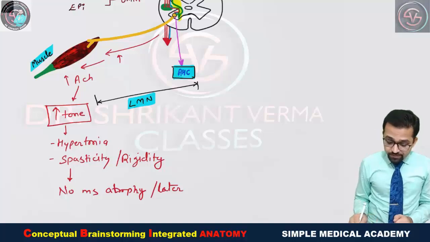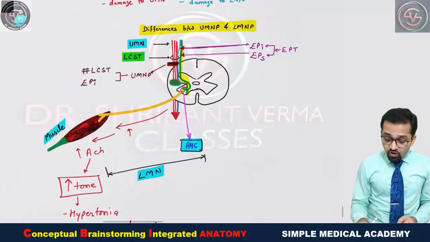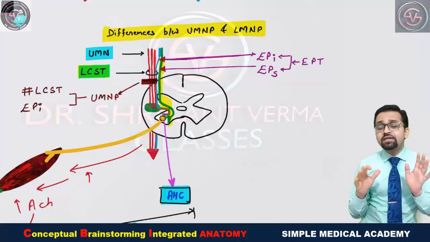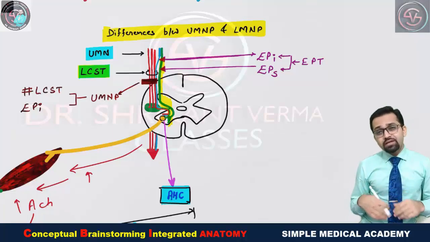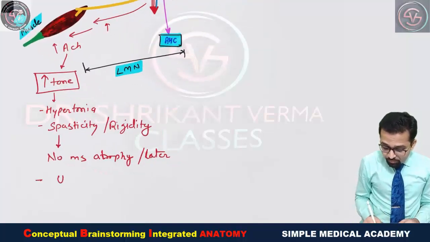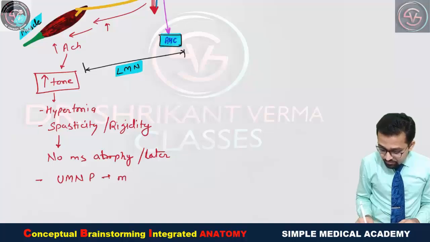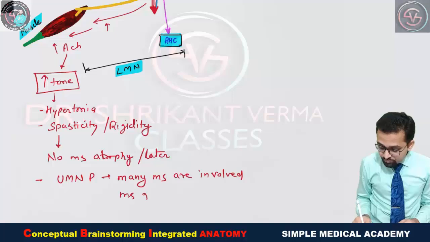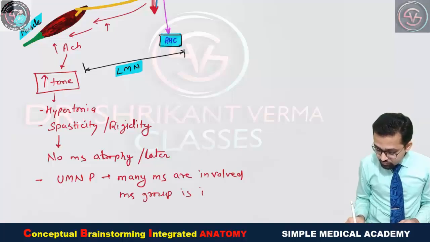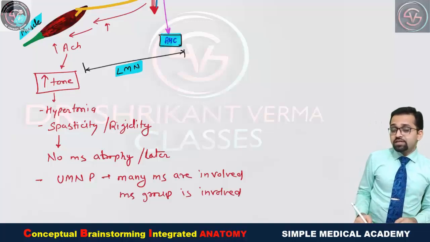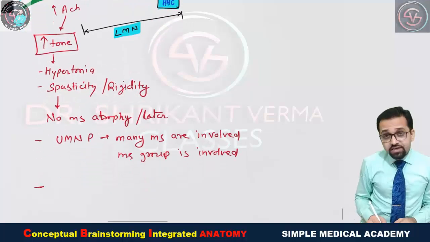Now see here, there is damage of the upper motor neuron. That's why multiple fibers are getting damaged, and many muscles are involved. So what you have to remember is, in upper motor neuron paralysis, many muscles are paralyzed, a muscle group is involved. Getting the point? So all these conditions you will get. I will tell you one more thing later in a different diagram.